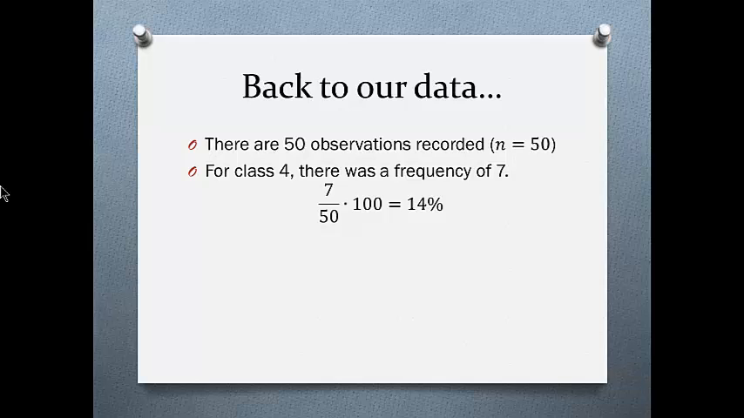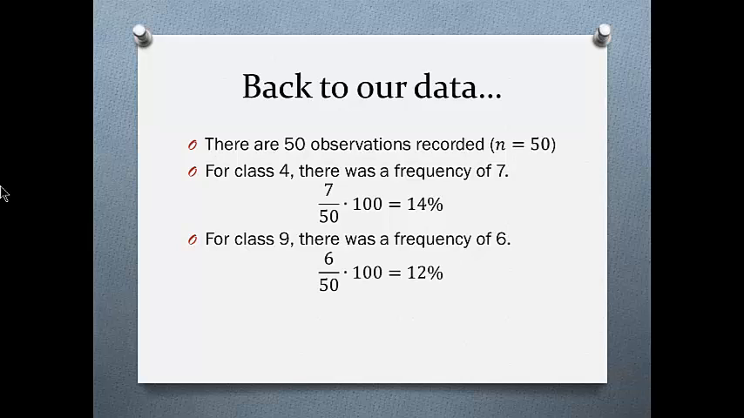Let's do one other example. For class 9, we had a frequency of 6. So we take that 6 and divide by 50 times 100, and we find 12% of our families drank 9 coffees per week. And you can already tell how that's much more useful than just knowing the number of families.